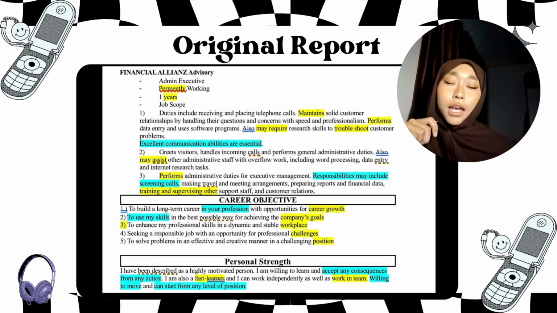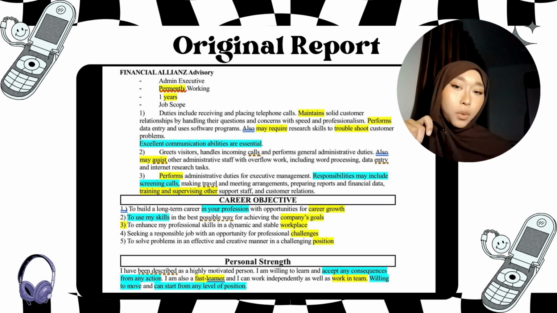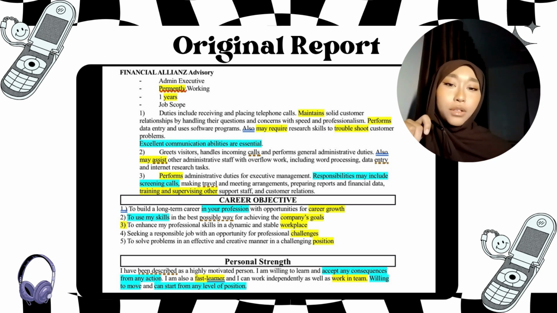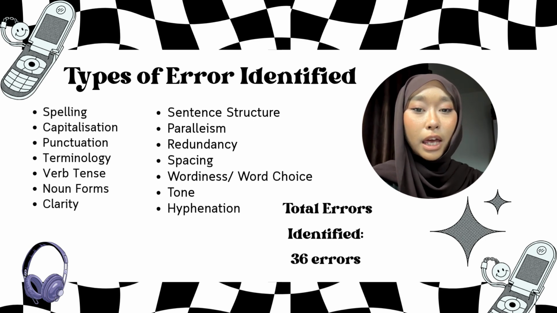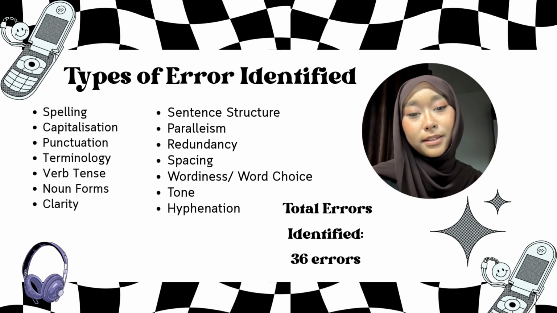As you can see, here is the original report that I've already highlighted. And as you can also see, I flagged two colors, which is yellow and blue. The yellow represents the language analysis, and the blue is for content and context analysis. Here is the type of error that I've successfully identified. The total of them is 36 errors.